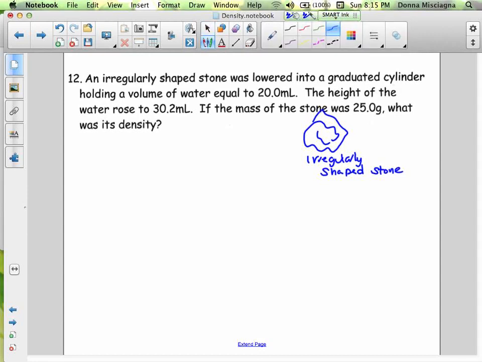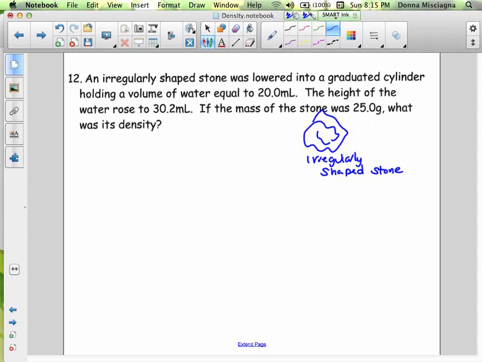All right, so an irregularly shaped stone was lowered into a graduated cylinder holding a volume of water equal to 20.0 or 20 milliliters. The height of the water rose to 30.2 milliliters. If the mass of the stone was 25 grams, what was its density?